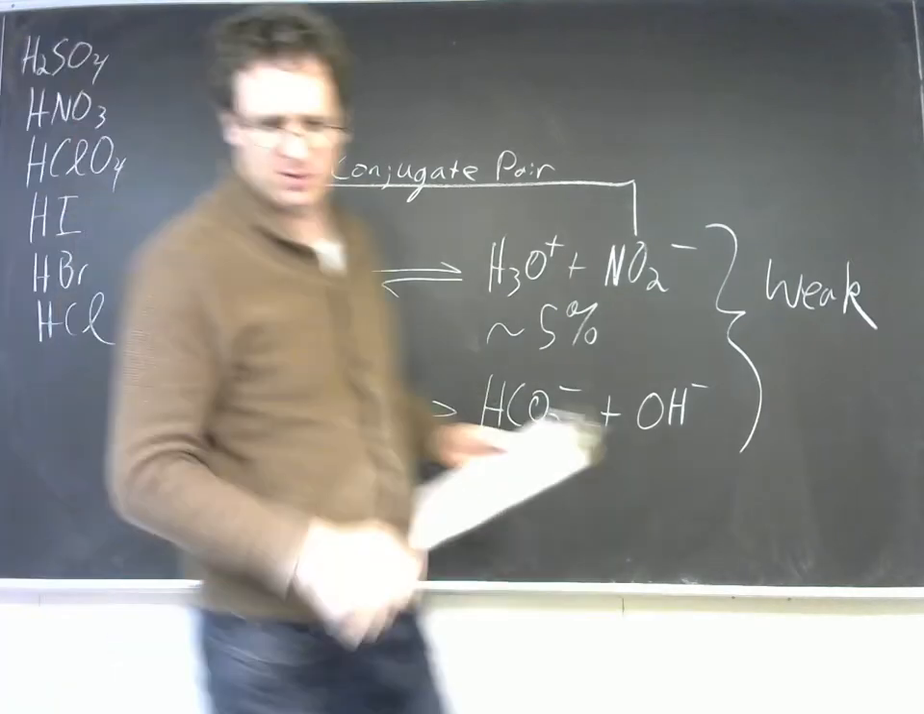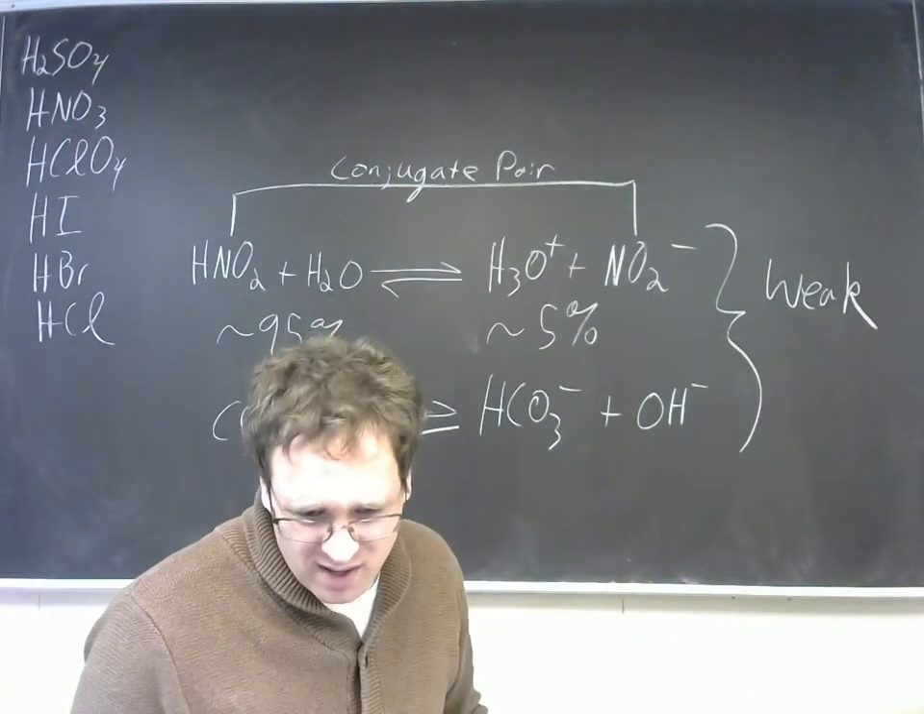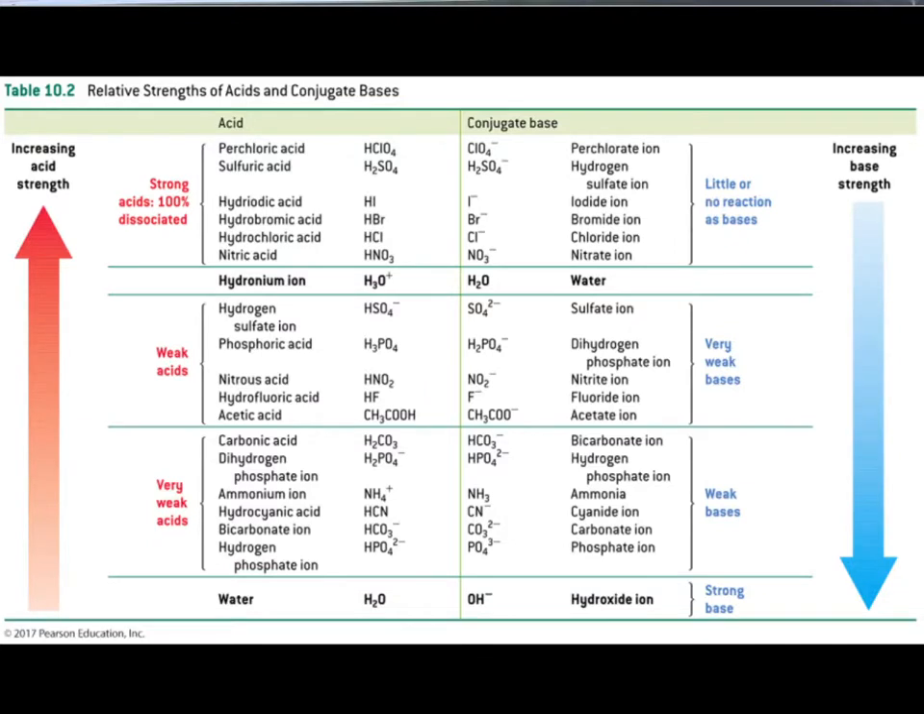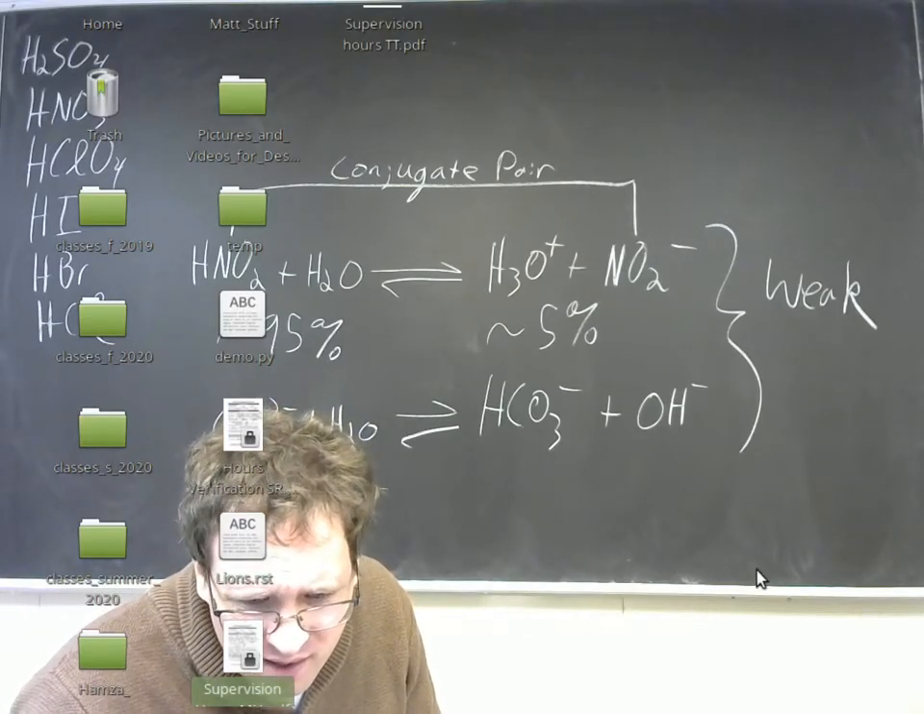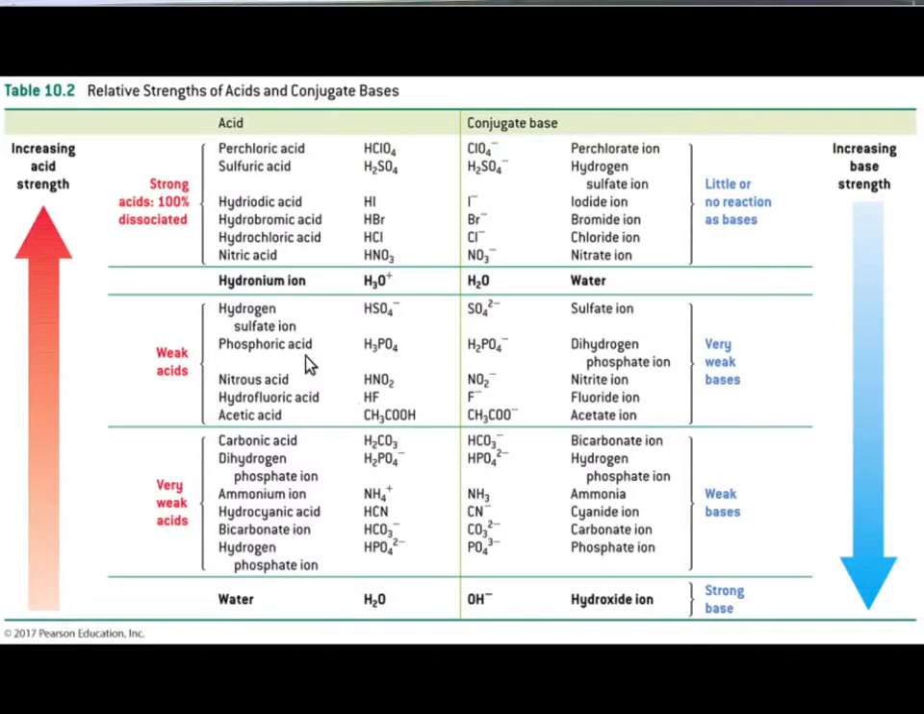And so let's look at a figure here. So this is table 10.2, and it shows a number of conjugate acid-base pairs. Let me see if I can... Nope. Sorry, I was trying to see if I could make it show my cursor. I don't know if you can see that or not. But we'll just start at the top.